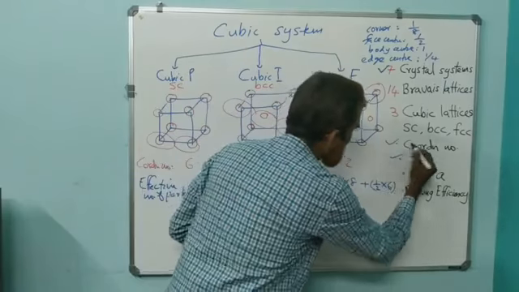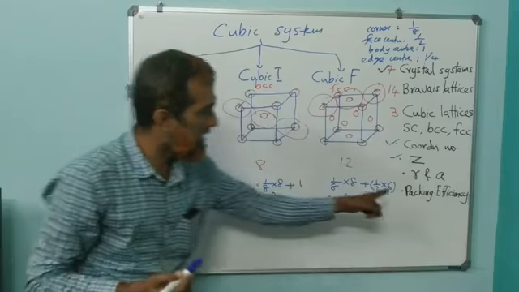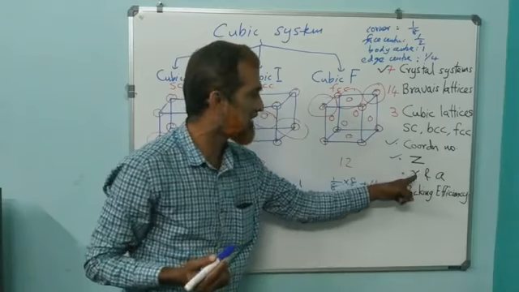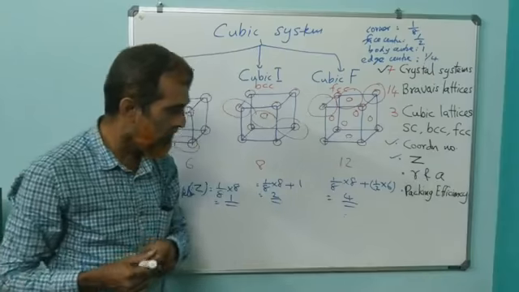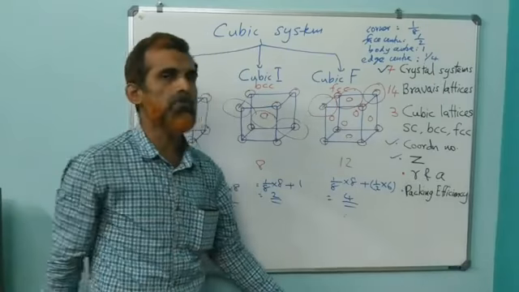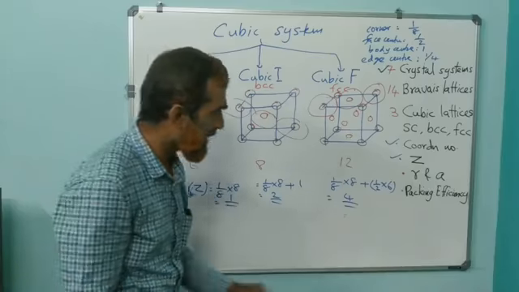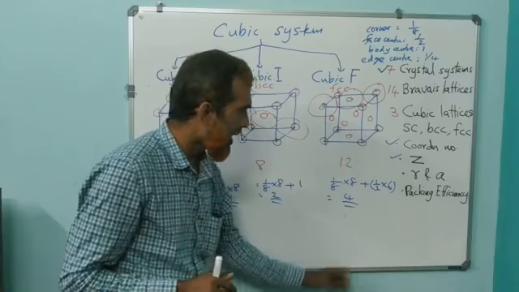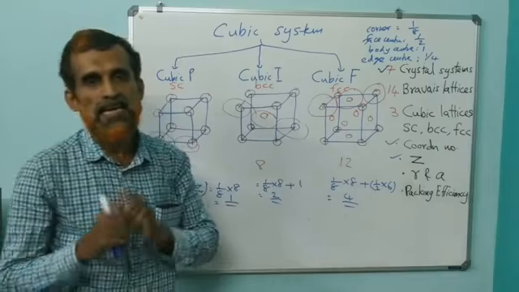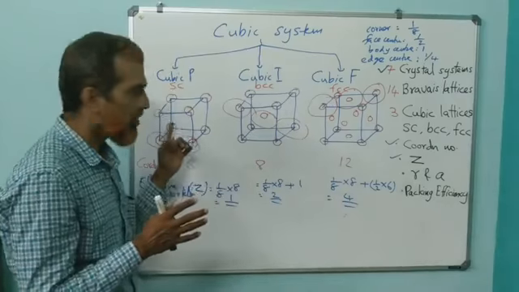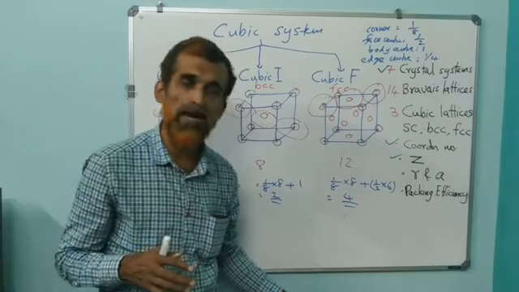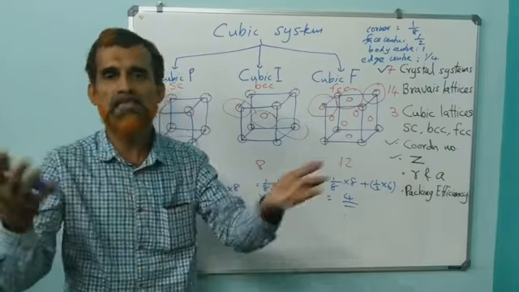Now next is packing efficiency, which requires the r and a values. This is a homework for you. I am telling you, listen carefully. Packing efficiency indicates how much of the space is occupied by the particles and how much is left free.